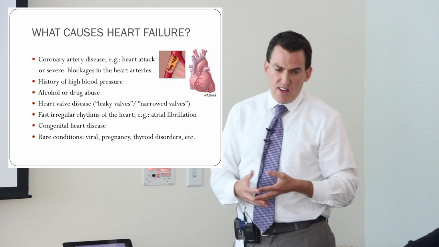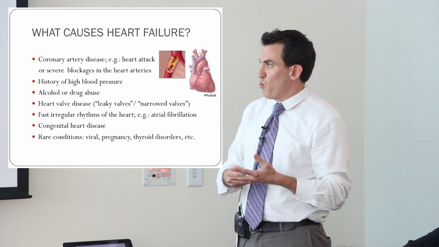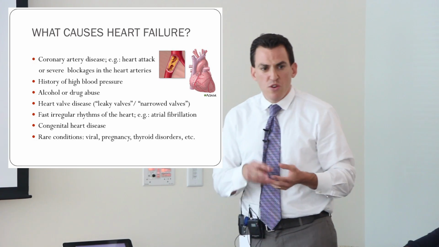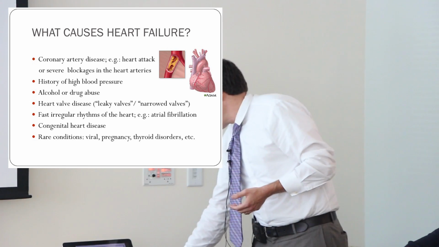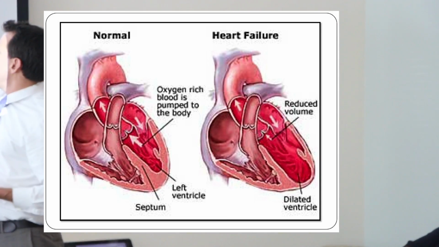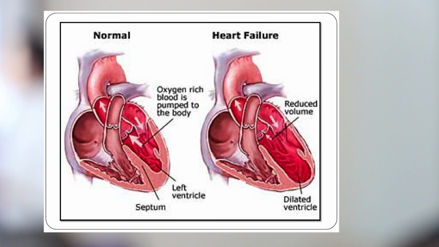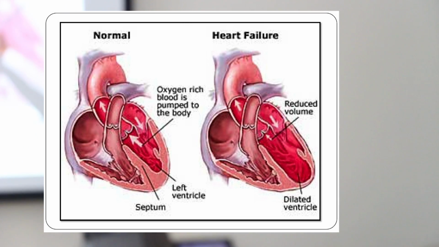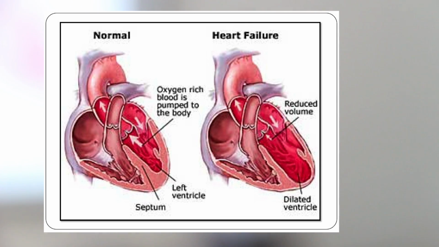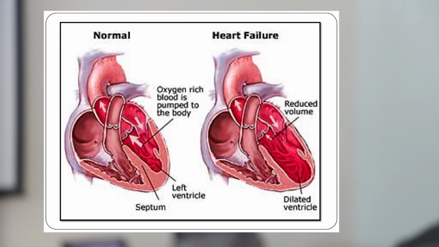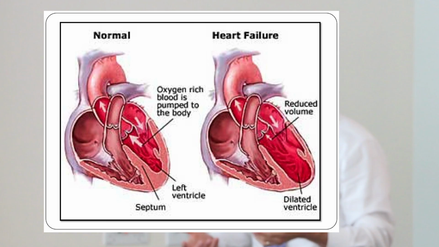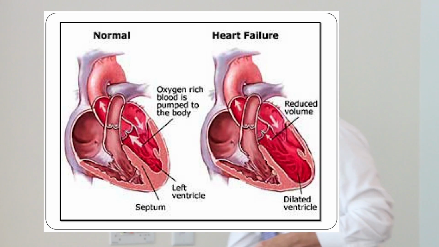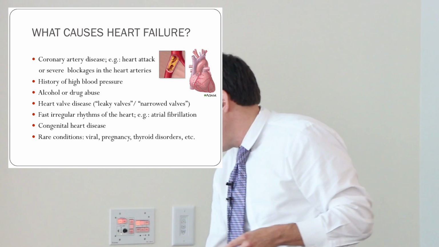Leaky valves can cause heart failure or weakness of the heart. The aortic valve, which is the valve that leads to the aorta, can narrow with time and get really, really tight, kind of like a hose pipe where it's almost clamped off and there's just a little bit of space for the water to go out of. So valves, either leaky or narrowed, can cause congestive heart failure as well.